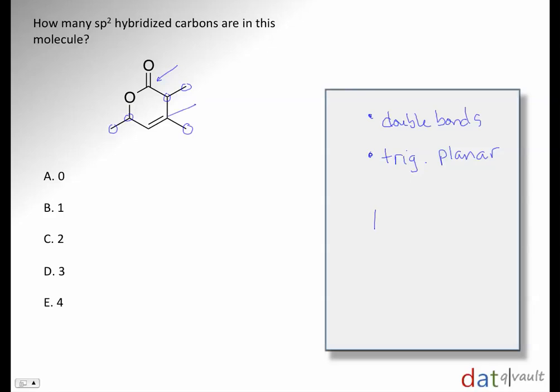So if we look at this carbon right here, it also has a double bond. It's bonded to 3 other atoms. The geometry around it is trigonal planar, so it's sp2 hybridized, and this carbon also fits the same bill. So in this molecule we have 3 sp2 hybridized carbons.